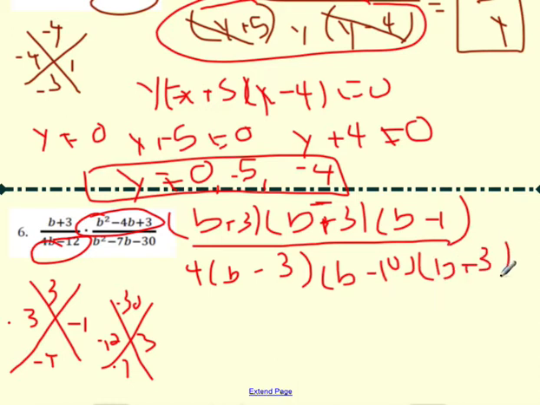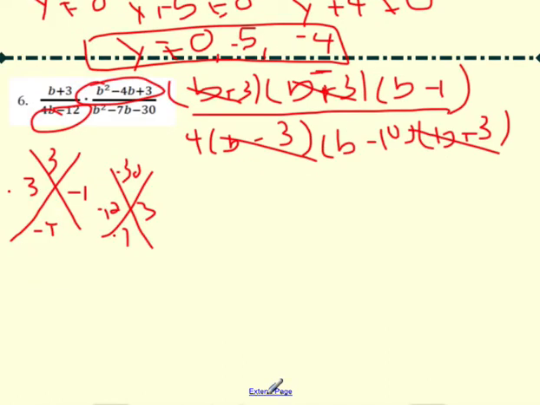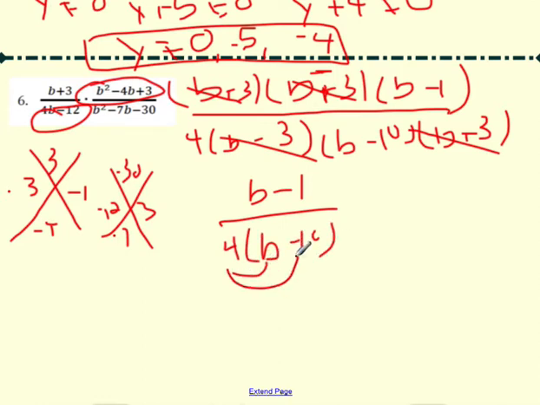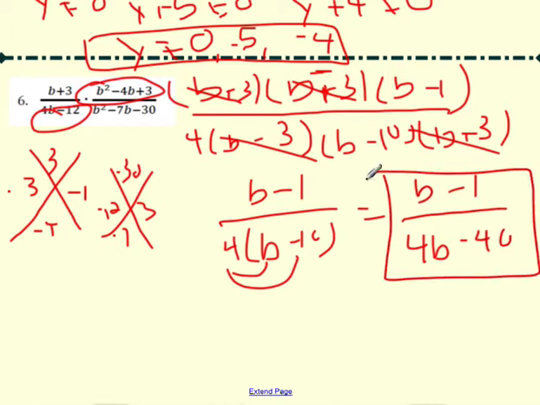So let's go ahead and cancel some stuff out. That cancels. That cancels. So left up top, I have b minus 1 divided by 4 times b minus 10. To have this fully simplified, I need to distribute that 4 back in. So I get b minus 1 divided by 4b minus 40. So there's your simplified rational expression.